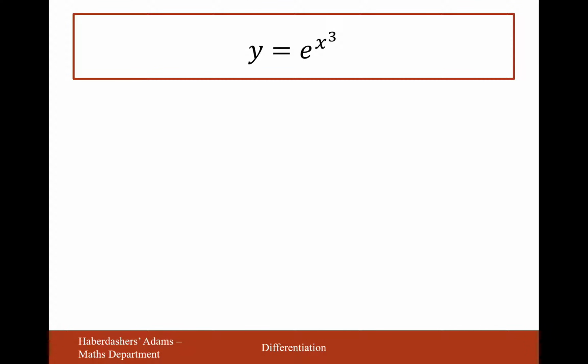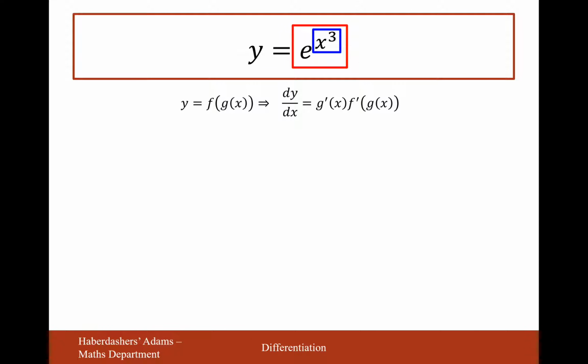Next one, e to the x cubed. In this case, it's going to be another chain rule. We have one inside function that's x cubed. That was the first function that was applied to x. And then it's going to be e of that answer. So let's get started differentiating them.